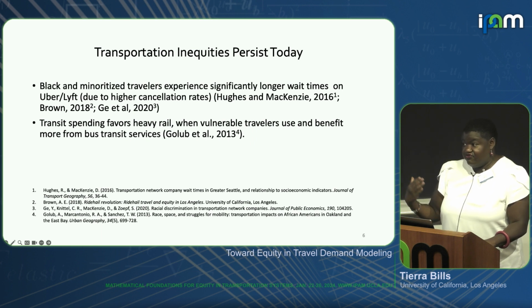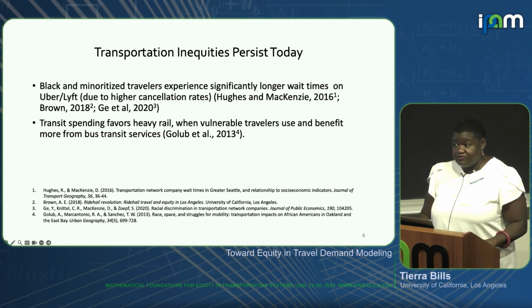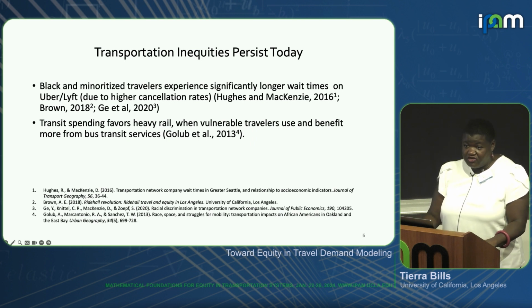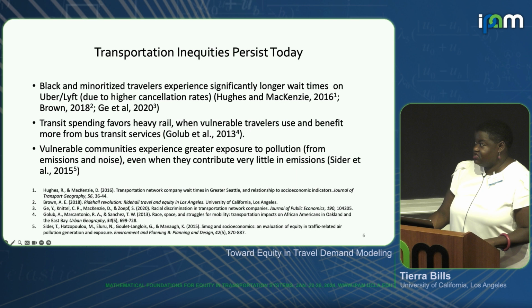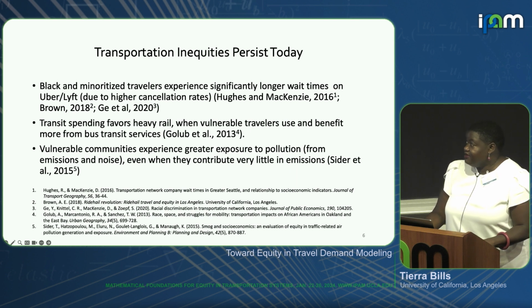If we look at the total amount of transit spending in the United States, there's a lot of evidence to suggest that vulnerable travelers tend to benefit more from improvements in bus transit services, yet the lion's share of investment still goes towards heavy rail construction. And then, there's a whole lot of investigation into differences in how we travel and how we make use of the transportation system. And we know that vulnerable travelers tend to travel less, yet they are most likely to experience harm in the form of air pollution and noise pollution as a result of transportation infrastructure, construction, and so forth.